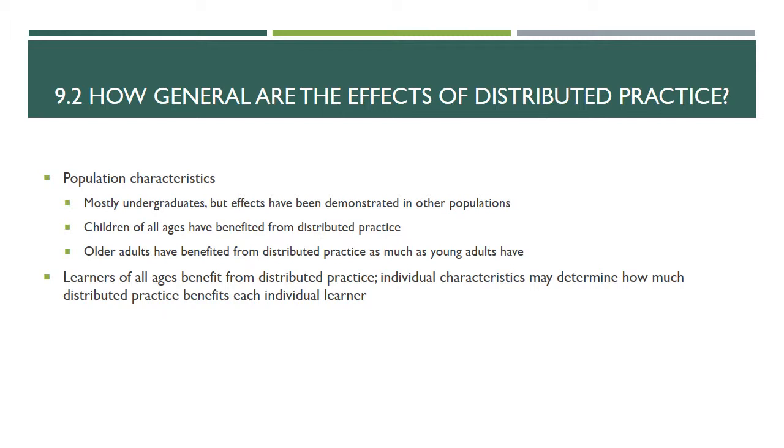Most studies done on distributed practice have involved undergraduate students. However, effects have been seen in other specific populations, such as those with traumatic brain injuries, multiple sclerosis, and those with amnesia. In general, children of all ages have benefited from distributed practice in studies. On the other end of the spectrum, older adults seem to have benefited from distributed practice in studies as well. It seems that learners of different ages have benefited from distributed practice, but there is debate as to how much the distributed practice effect may be modified by individual characteristics of learners, such as prior knowledge and motivation.